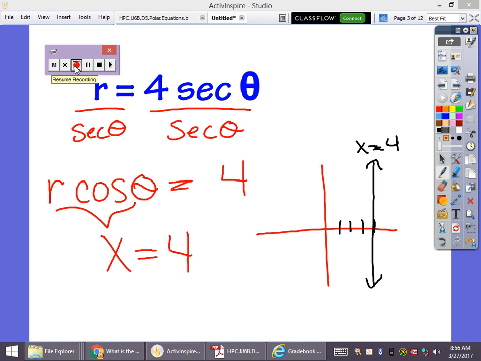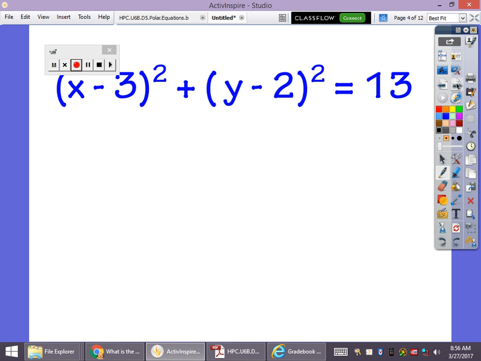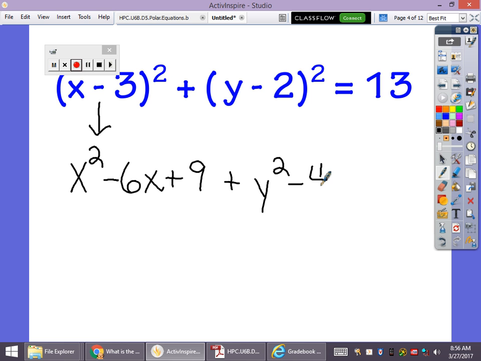Okay, so can someone tell me what form this is in? It is in rectangular and I want it in polar. So this is one of the hardest ones you'd have to do, okay? Little confusing. We are going to do the algebraic math. So this squared becomes x squared minus 6x plus 9 plus y squared minus 4y plus 4 equals 13. I did basic algebra.